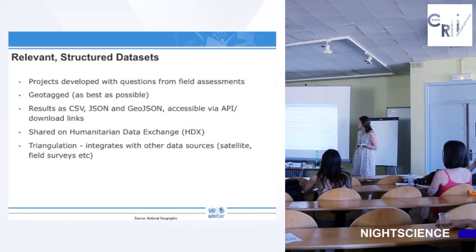What is also important is that it's actually available to the humanitarian organisations. So we have to make sure that it's in a format that's accessible to them. We have it in CSV, JSON and GeoJSON, and it's available via APIs and download links, so that anyone can ingest it into their systems quickly and easily. And we share it on the Humanitarian Data Exchange, which is where a lot of the humanitarian organisations go for their data when they need it.